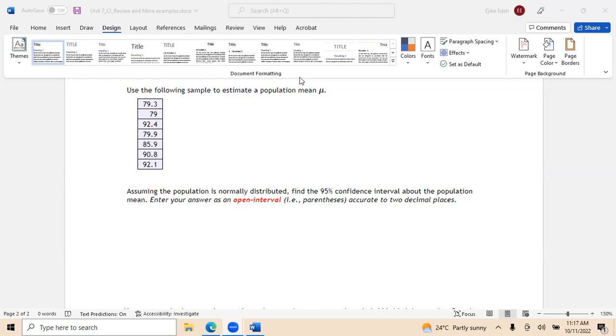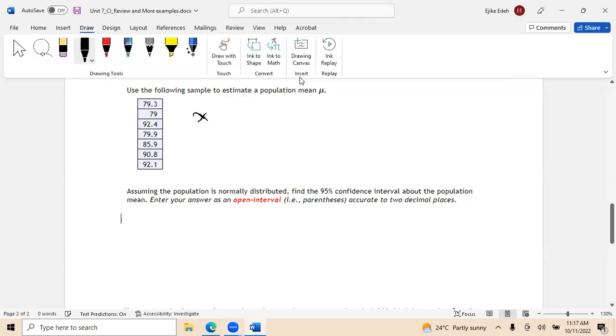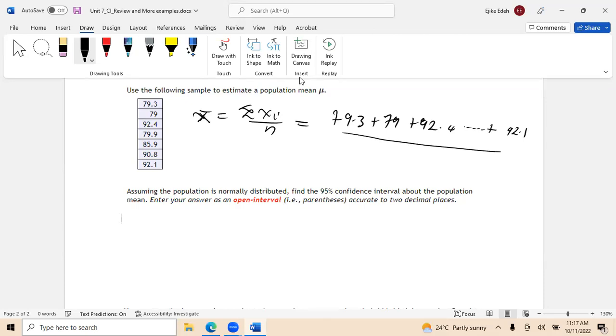Essentially we do the mean, right? And the mean we know is the sum of data divided by how many they are. So we're just going to do 79.3 plus 79 plus 92.4. We keep adding all the way to 92.1. Divide everything by, I think we have 7 items, 1, 2, 3, 4, 5, 6, 7. So divide everything by 7.